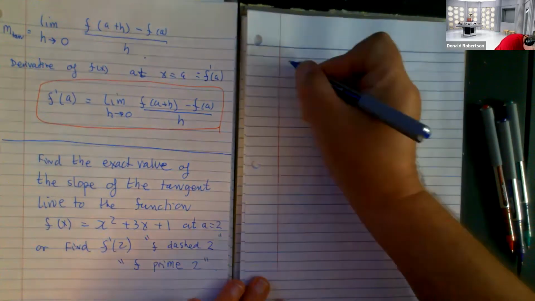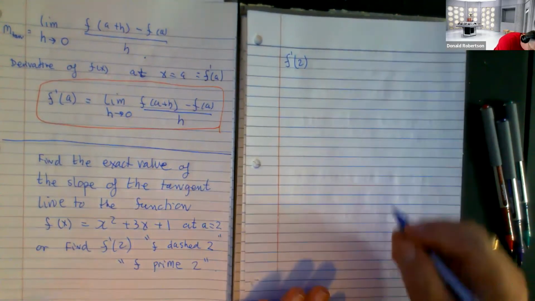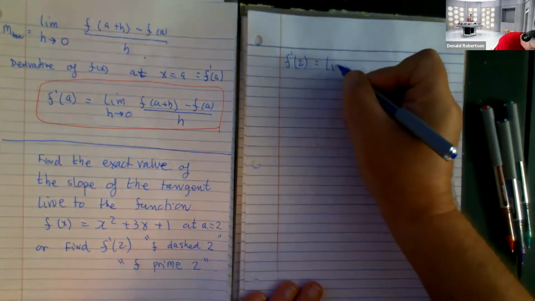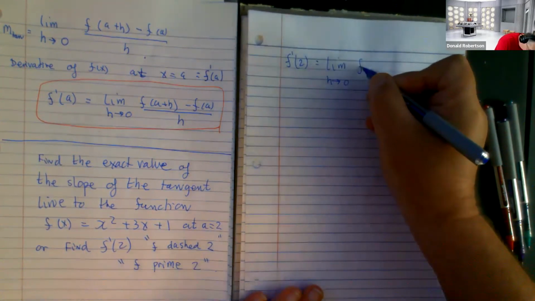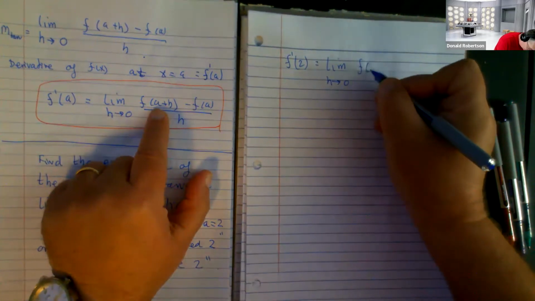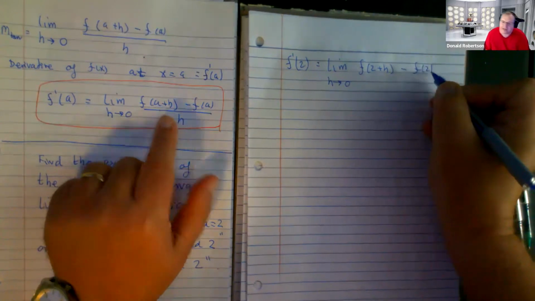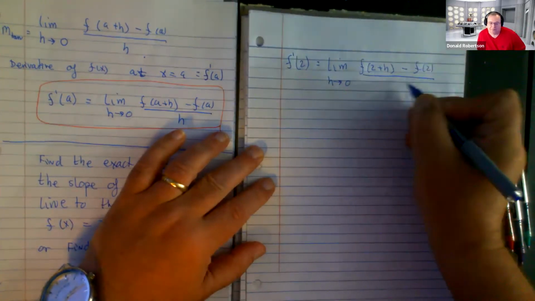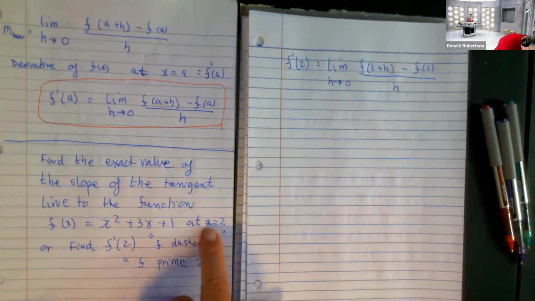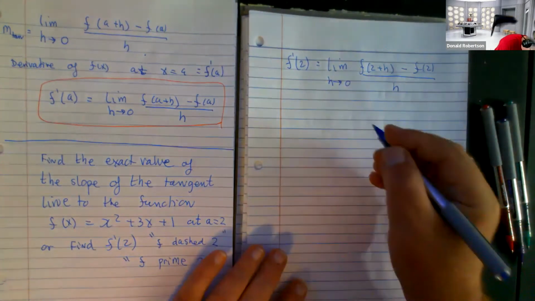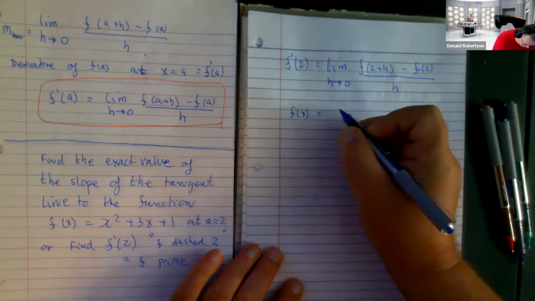I want to find f dashed of 2, right? The slope of the tangent line at 2. So it's going to be the limit as h tends to 0 of f of 2 plus h, take away the value of the function at 2, over h. Have you noticed that the a is now the number 2? Right, because that's the guy we're going to use. Now, this is a lot longer than you will normally do this, but I want to just take this as slow as I can.